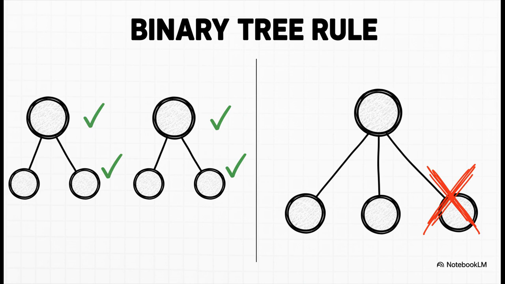What makes a binary tree binary? It's this one simple core rule. Every node can have at most 2 children. It can have a left child and a right child. It can have 0 children, that's fine. It can have 1, but it can never, ever have more than 2. That's it. That's the whole rule.